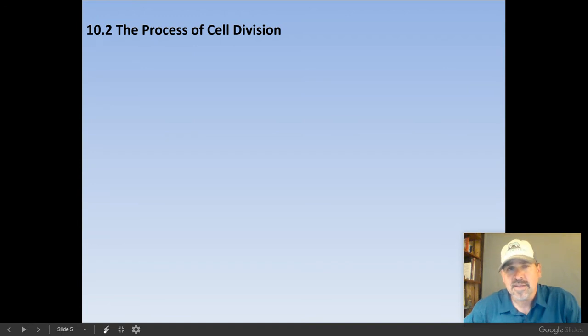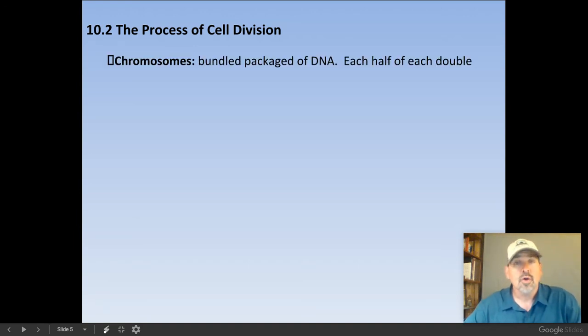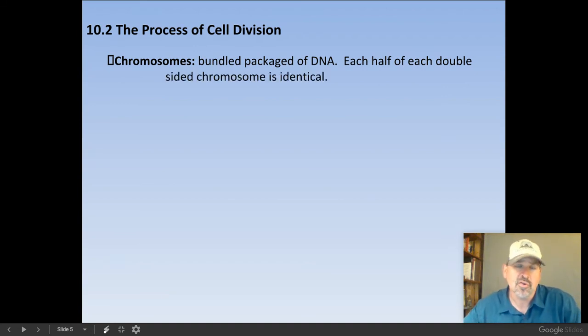The beginning of 10.2. So again, we take section 10.2 and we do this in a couple of different parts because this is a pretty lengthy section. Chromosomes. What specifically is a chromosome? I mentioned this earlier. We mentioned it in chapter 12. A chromosome is a bundled package of DNA. And each half of each double-sided chromosome is identical.